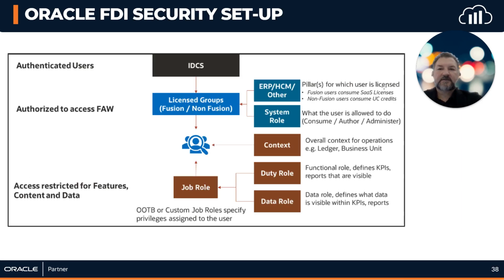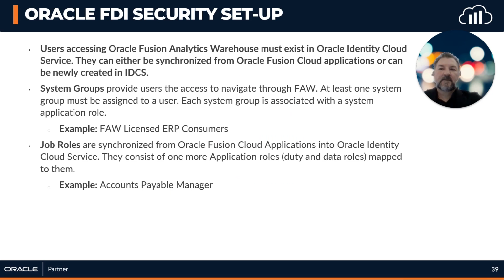Security. So it's all done within Identity Cloud Services. And again, this will mirror your application security setup that you've already done in Fusion applications and can be further customized within FDI. User access to Oracle Fusion Analytics Warehouse must exist in Oracle Identity Cloud Services. They can either be synchronized or you can create them new in IDCS. You've got system groups, which provide users the access to navigate through FAW, and at least one system group must be assigned to a user.